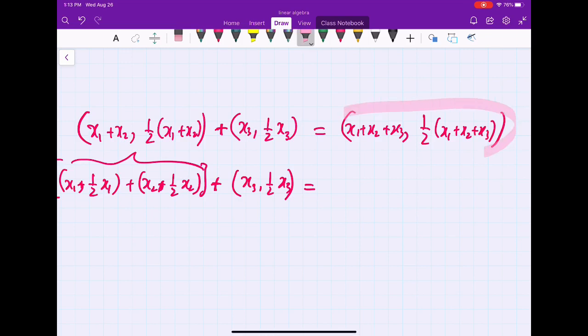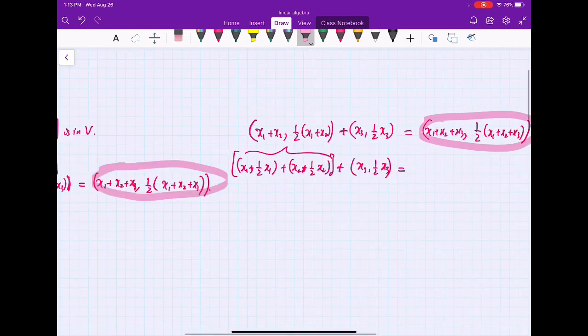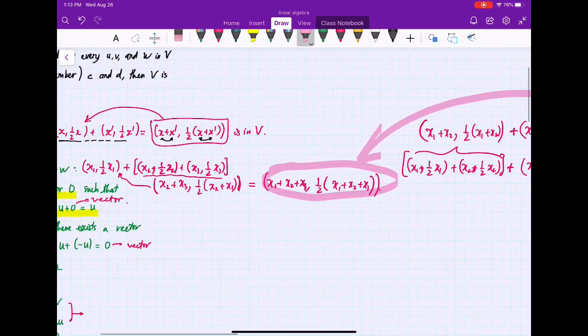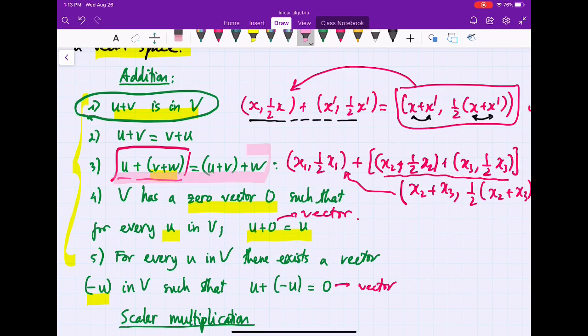Look at this. If you compare this guy with this guy, they are the same. Is that correct? So that means the left and the right hand side of this identity are equal. So the third property is satisfied. It's long, but it's easy. Does that make sense? All right, now let's check the fourth one.